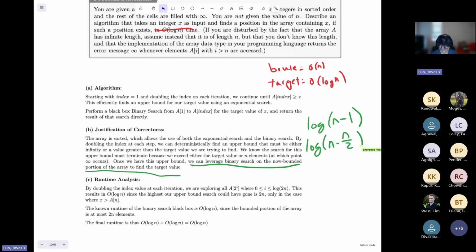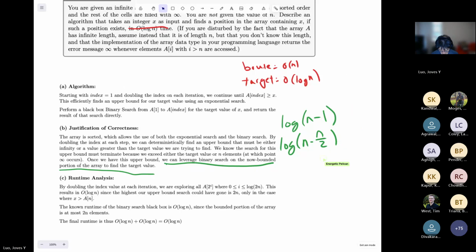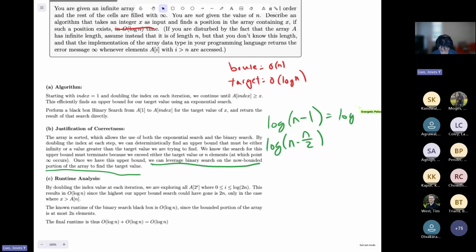And so this gives us log n as a big O, and this gives us log of n over 2, which also equals log of n. So it doesn't matter. Gotcha. Thank you. Yep.